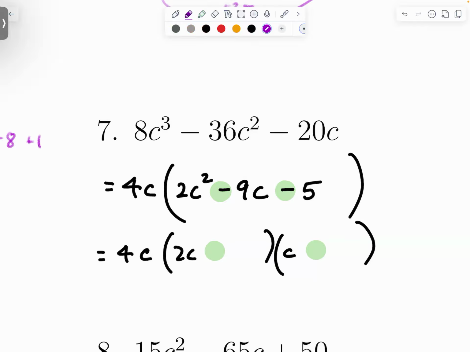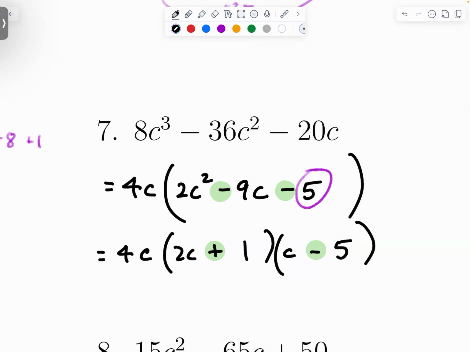Now, I'm thankful for the 5 right here being a prime number because, prime number, that means it's going to be 1 times 5. So, do I get the answer? Yes, I do. What's the answer? 5 here, 1 right here. It's going to be minus, it's going to be a plus.